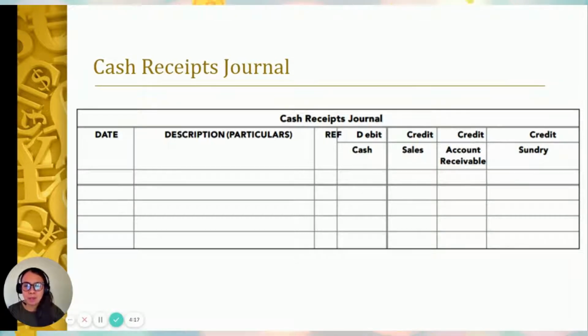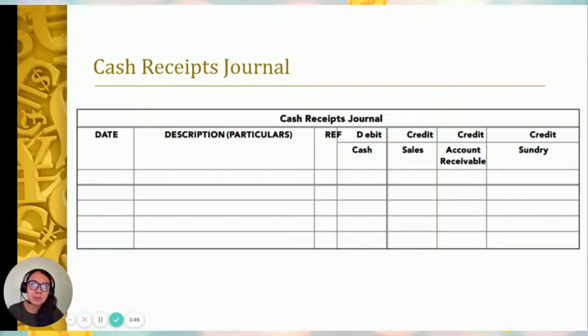We have here the column for the date. So the date of the transaction is entered here in the date column. Then we're going to write a brief explanation of the transaction in the description column. And then in this column, the column titled ref, or it stands for the word reference. This is left blank when the journal entry is made.